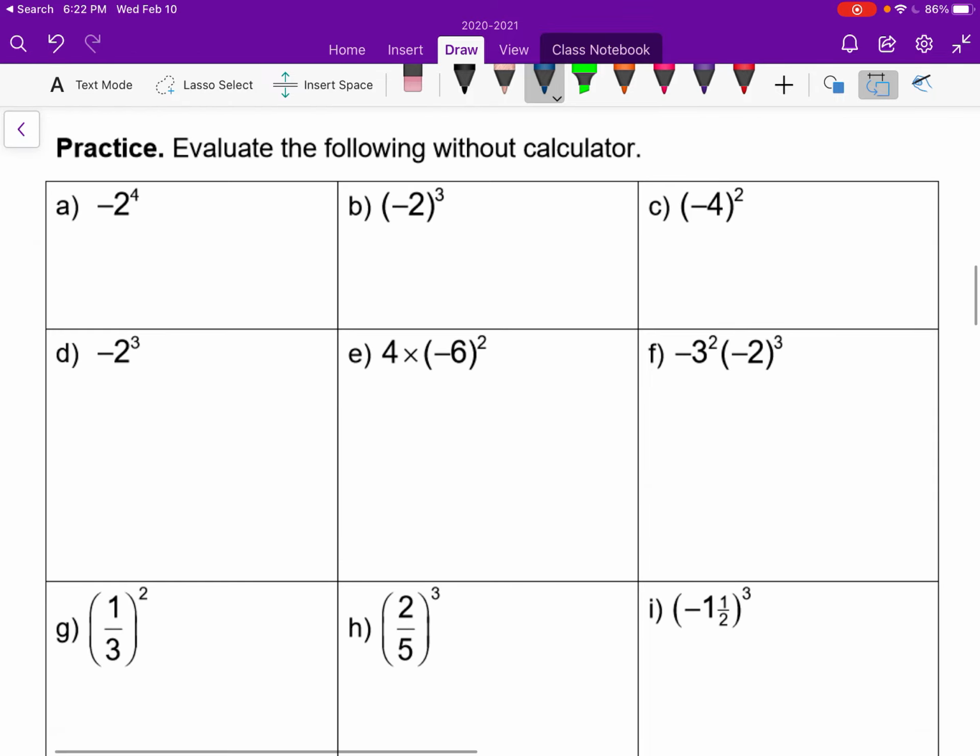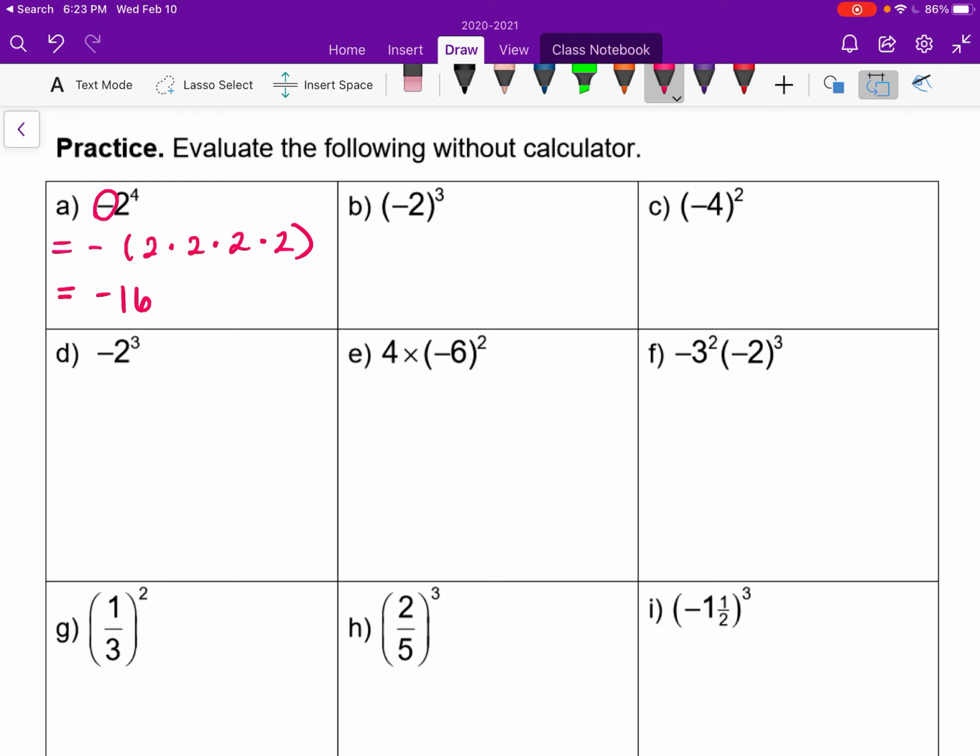So hopefully you pause this video and you're just coming back. I'm going to do these in pink, right? These are practice problems. So we're going to do negative 2 to the power of 4. I see this negative outside and I know it's not a part of it, so I'm going to put the negative outside. And I'm going to say, okay, 2 times 2 times 2 times 2, right? And I'm just going to do what that is, so it's going to be negative 16.